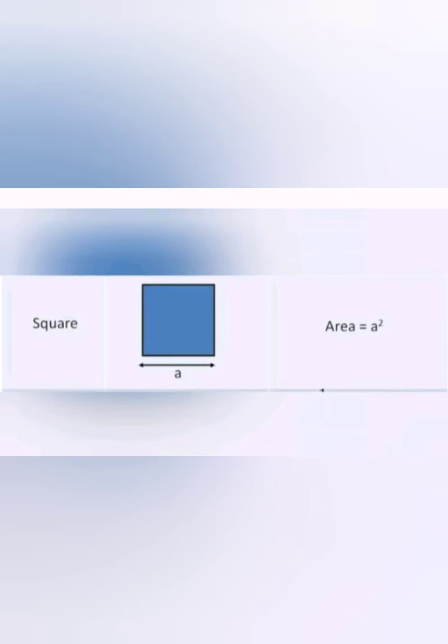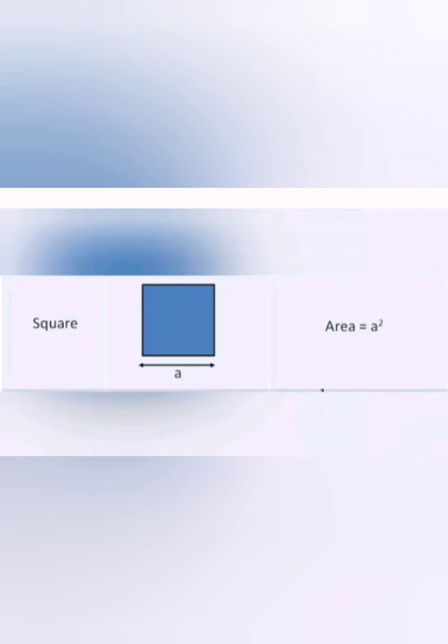To measure bigger areas, we use bigger units of measurement like acre, hectare and square kilometer. But to measure a smaller area, we use smaller units of measurement like square centimeter and square millimeter. First, let's see how to measure the area of regular shaped objects like square, triangle and rectangle.